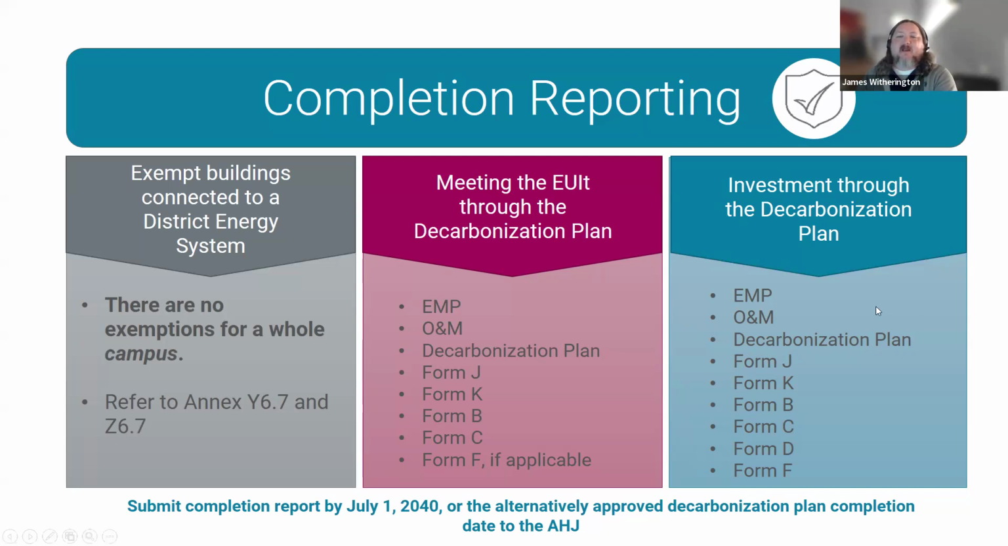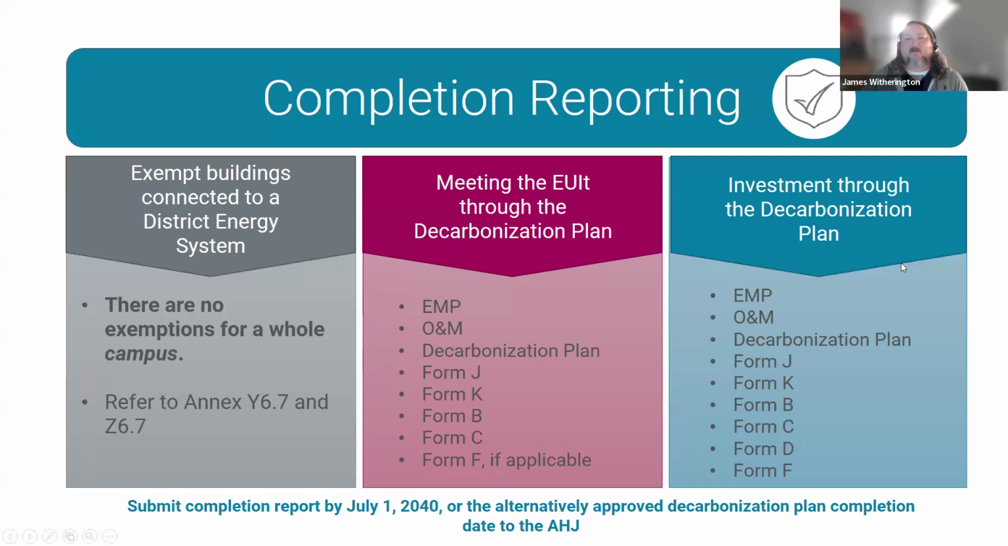And for campuses meeting the investment criteria through decarbonization, you must submit documentation verifying that the campus has implemented all the EEMs that meet the cost effectiveness criteria from normative Annex X. Note that the cost effectiveness criteria does not apply to the decarbonization of the district energy system. Therefore, that should not be included as an EEM in the analysis.